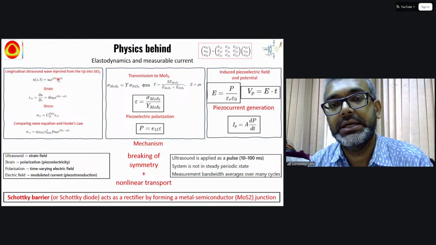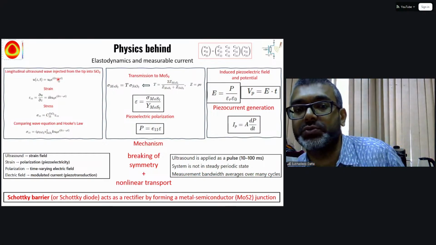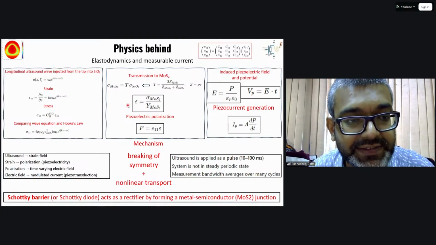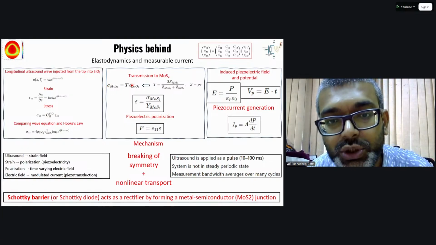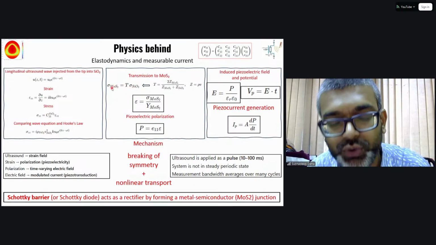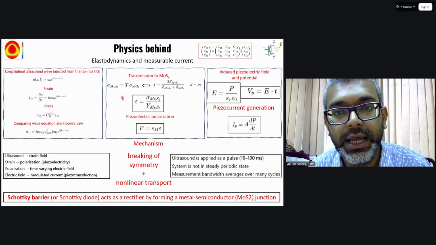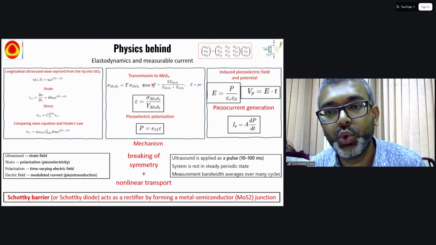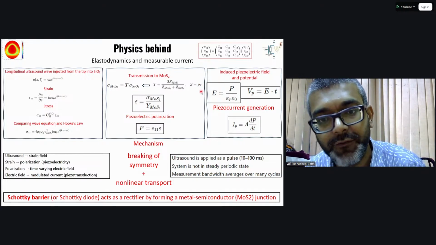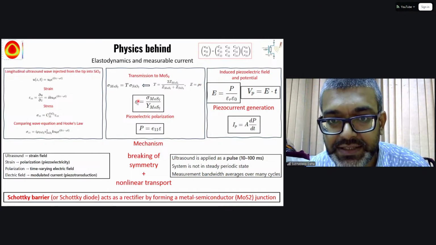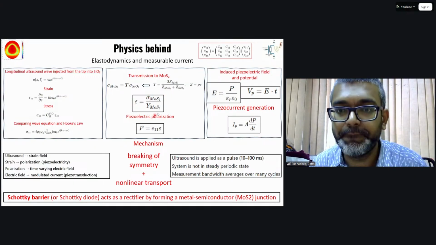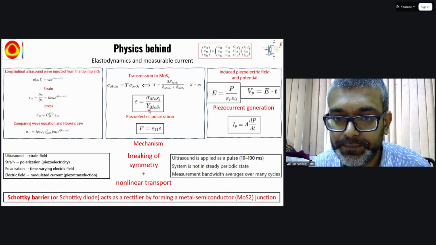How can we get transmission to MoS2? Of course, as we have discussed, a stress will be transmitted from SiO2 to MoS2 with a transmission factor, and the transmission factor is 2Z2 by Z1 plus Z2, and Z is rho into v, velocity. So epsilon, the strain, is sigma, stress, by Young's modulus.